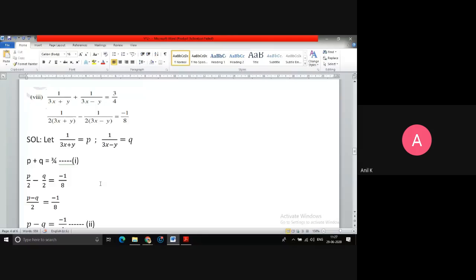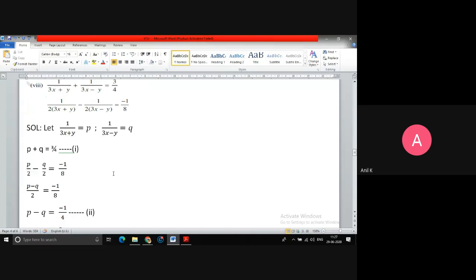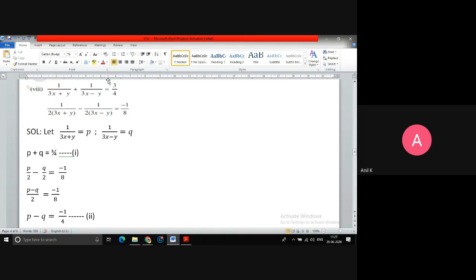Now which question is this? Question 5. So 6 and 7 are given as homework; you can try them. Now in the 8th question, look here: 1 upon (3x plus y) plus 1 upon (3x minus y) equals 3 by 4, and 1 upon 2 times (3x plus y) minus 1 upon 2 times (3x minus y) equals minus 1 upon 8. What are the denominator terms? 3x plus y is one denominator and 3x minus y is another, here also.